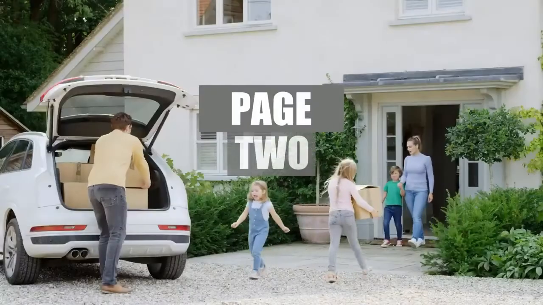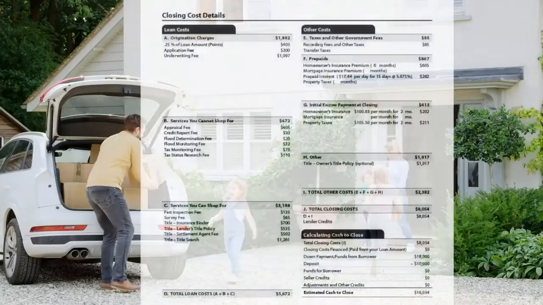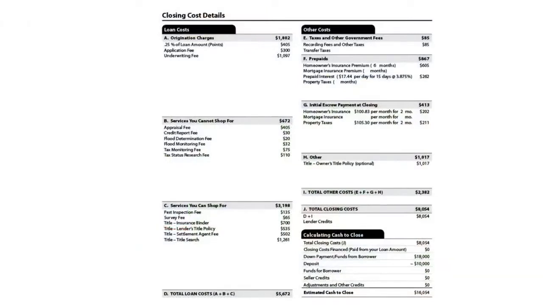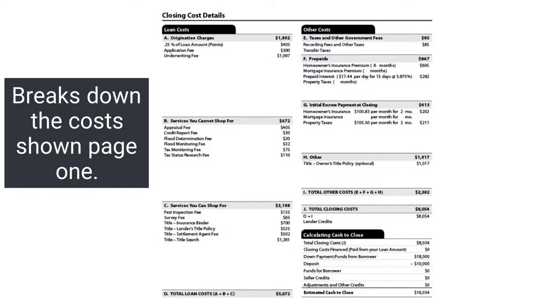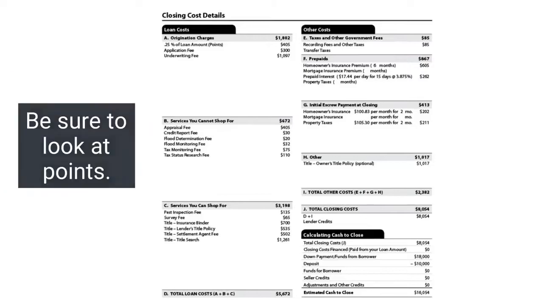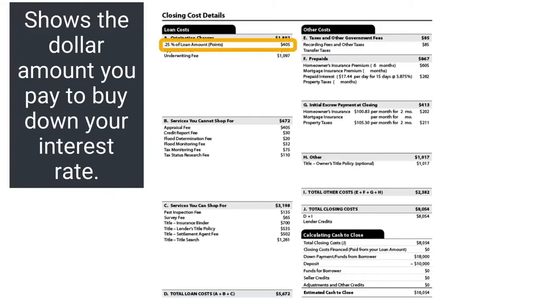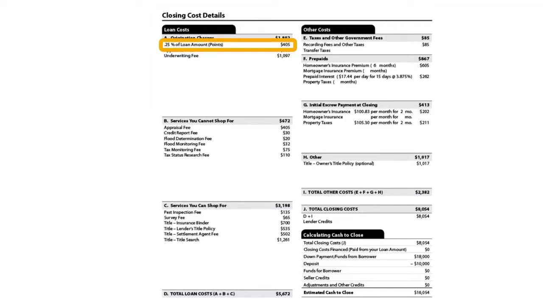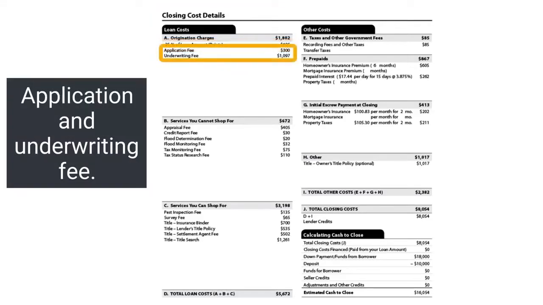Next, let's look at page 2 of the loan estimate. The second page of your loan estimate breaks down the costs shown on the first page. To better understand your interest rate and fees, you should look at points. This shows the dollar amount you have to pay to buy down your interest rate and actually receive the rate shown on page 1. Application and underwriting fee.